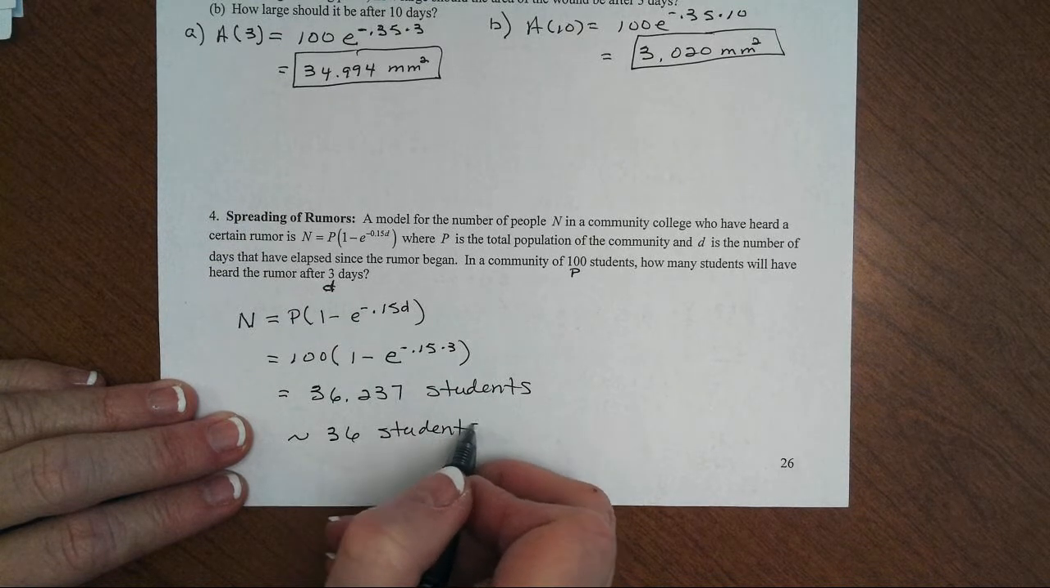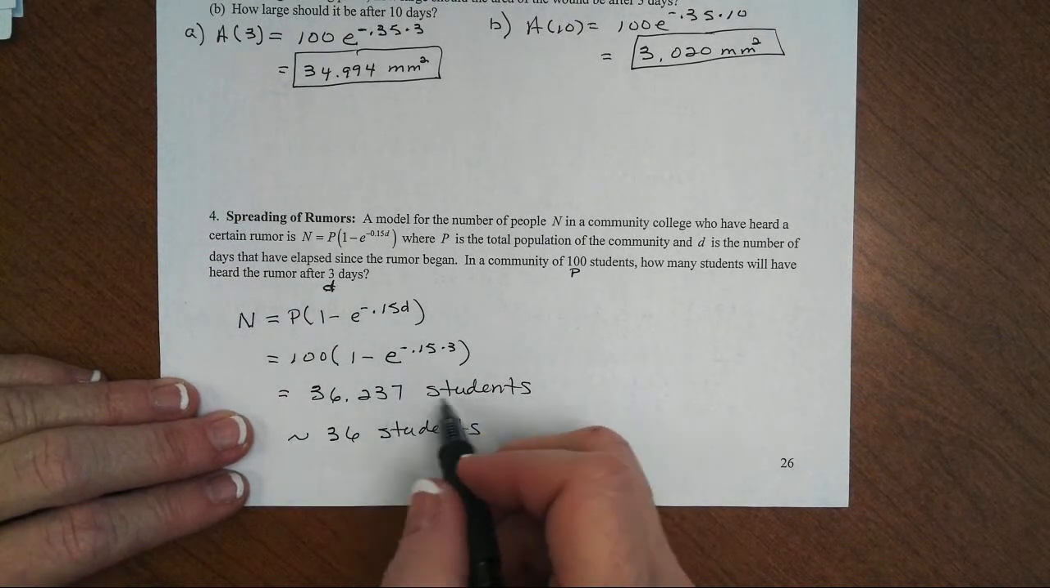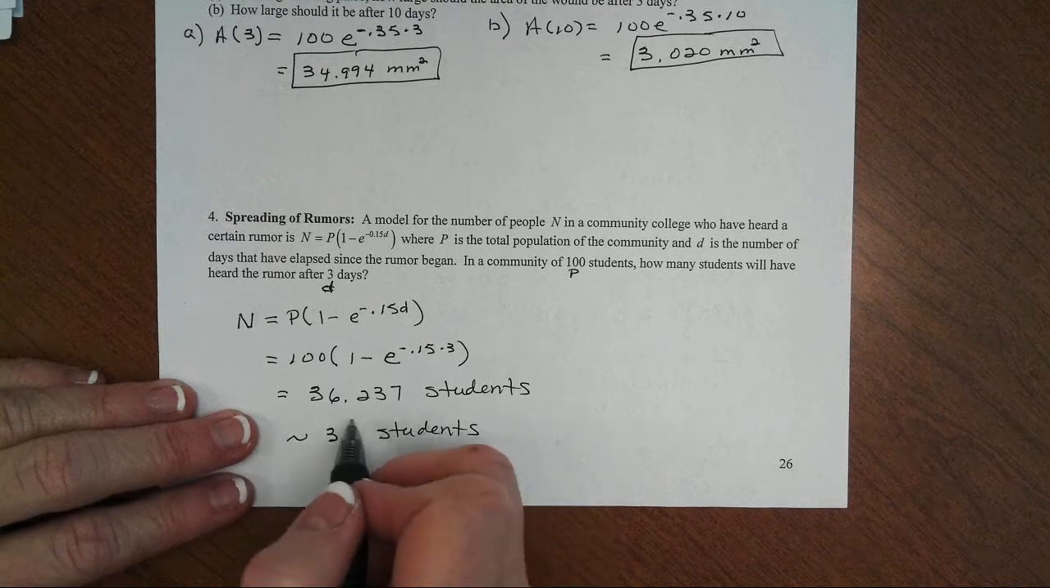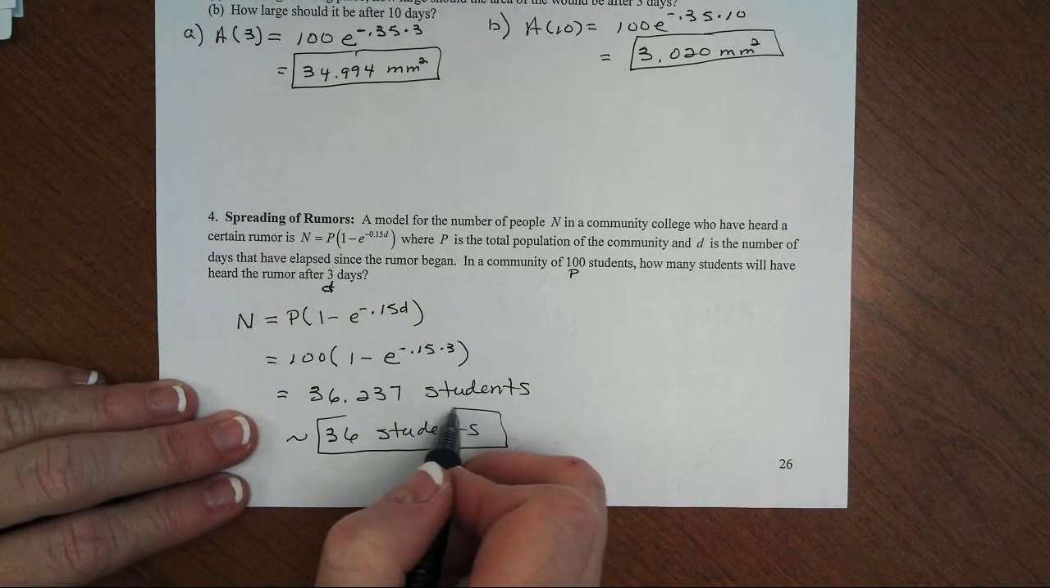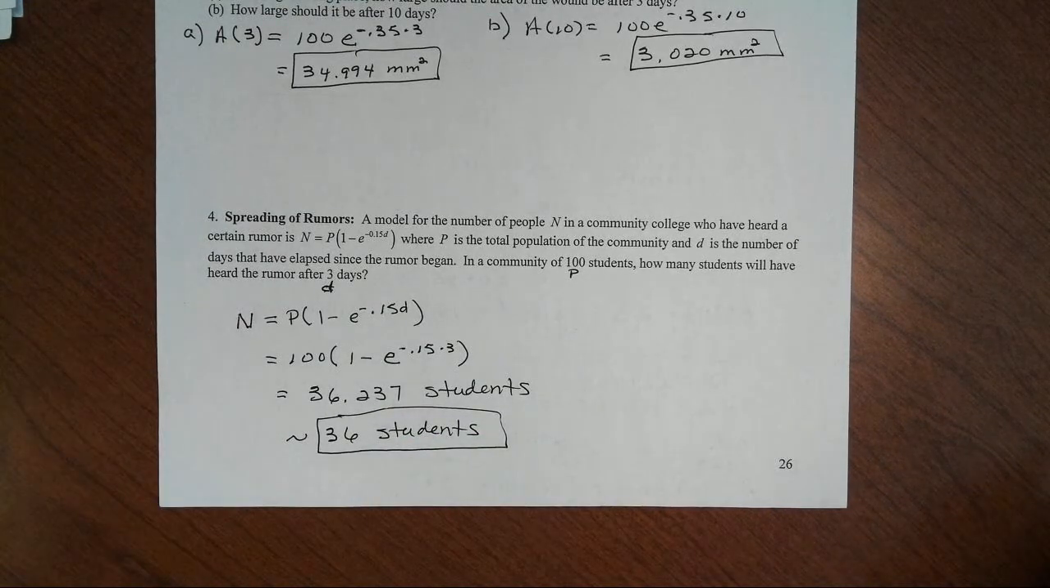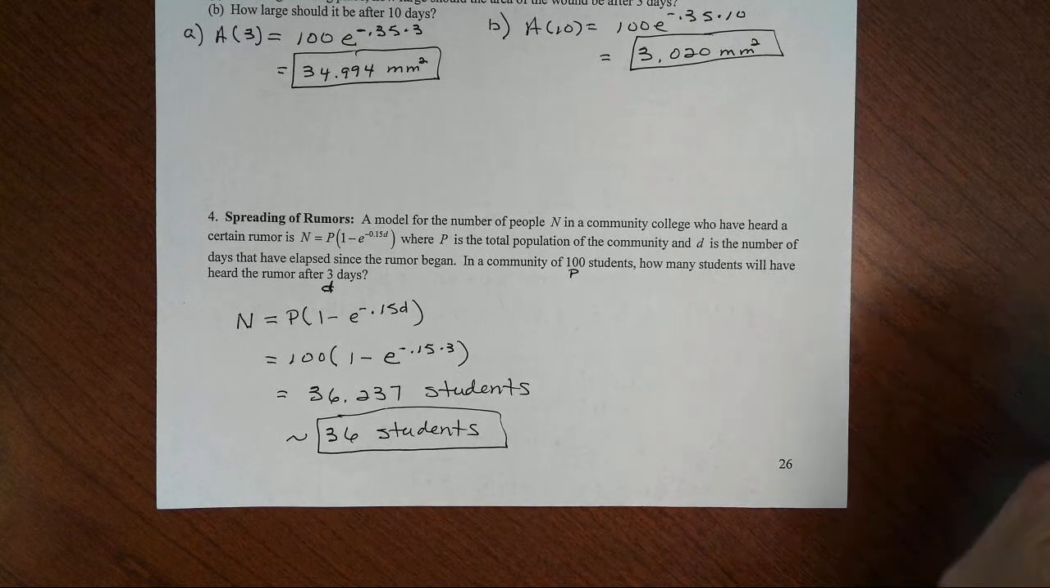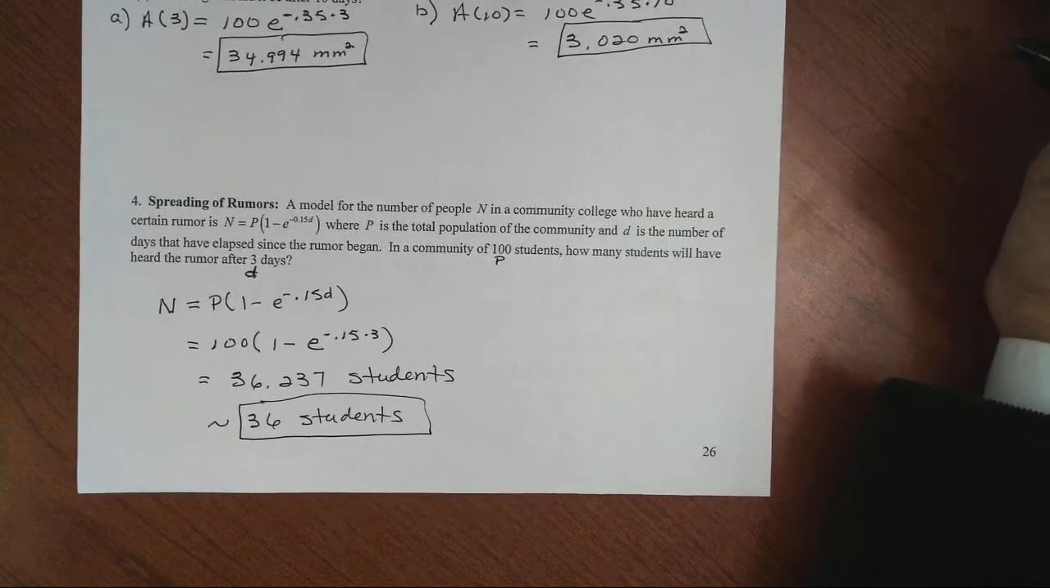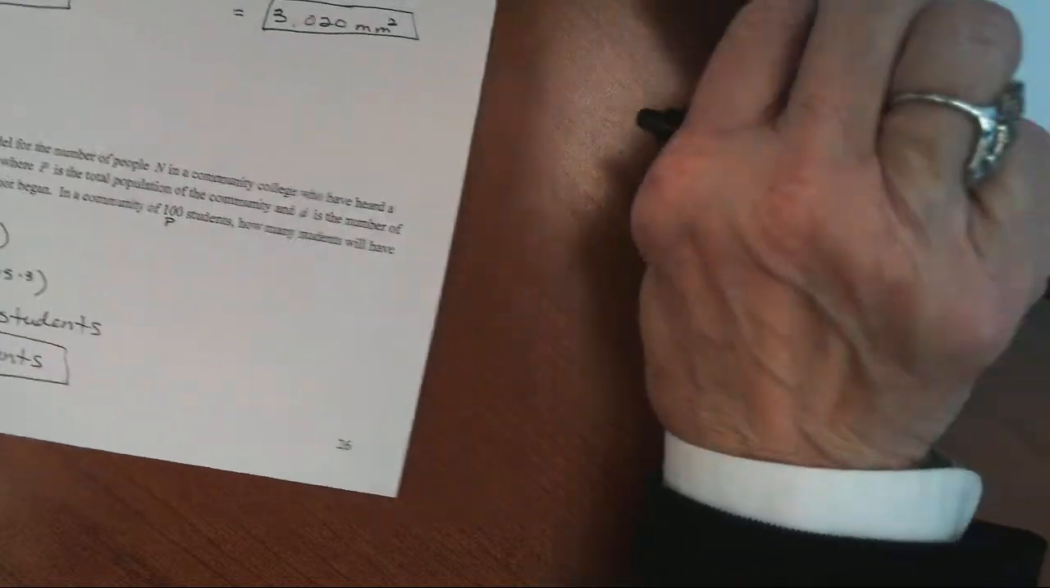So if it's 36.8, we would still put approximately 36 students, because we're not assuming that any students are without legs or arms or fingers. We hope that we have students that are intact. I know that sometimes they're not, but hopefully we're doing the general case.